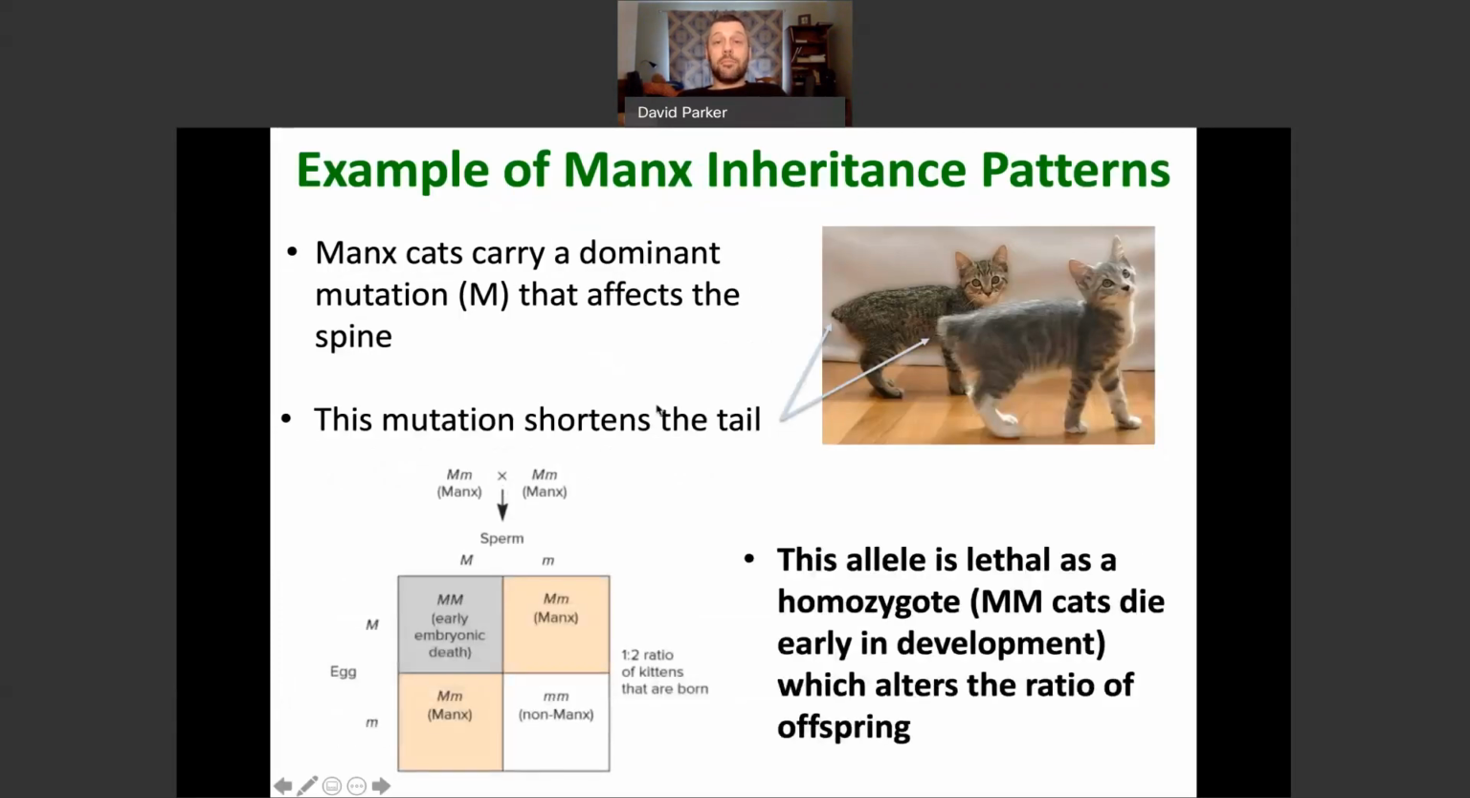So here's the example of Manx cats. Manx cats actually carry a dominant mutation. We're going to notate that as M here, that affects spinal development in those cats. Manx cats specifically look like this. They have short tails. This can have a different amount of expressivity. The tails can be slightly longer or much longer than those shown here, which are effectively no tails.